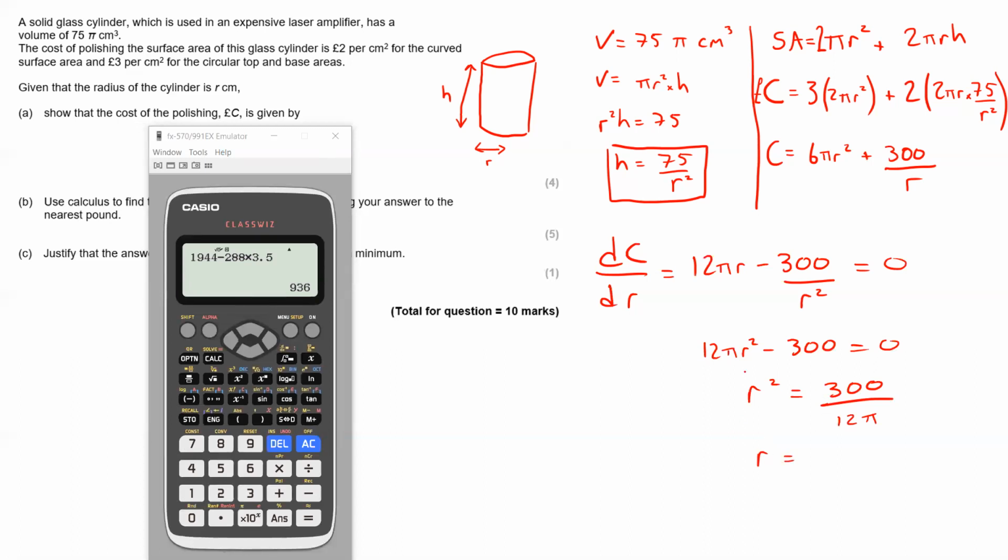I'm just going to whack that in my calculator to find what r is. Remember, this is going to give me a plus and a negative, but a radius can only be positive, since we're talking about a length here. So I'm just going to put that in there. It's 7.95, and so on.